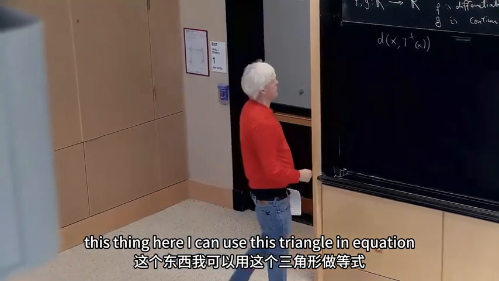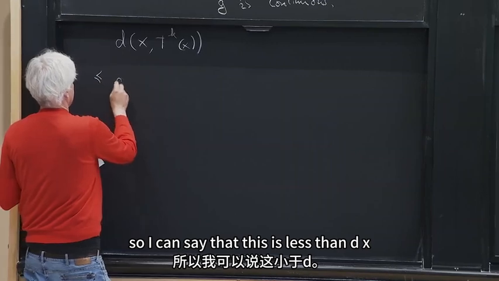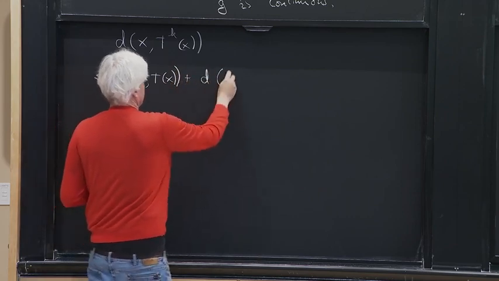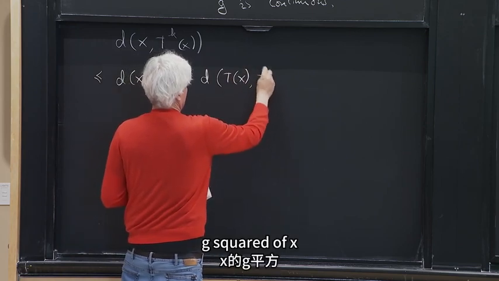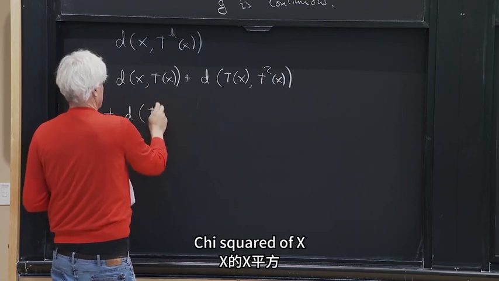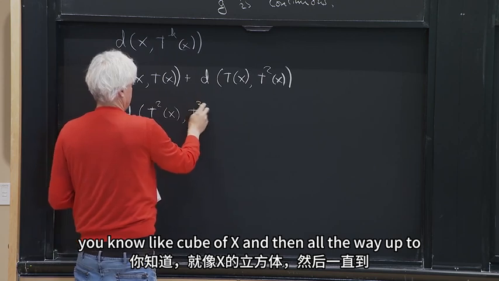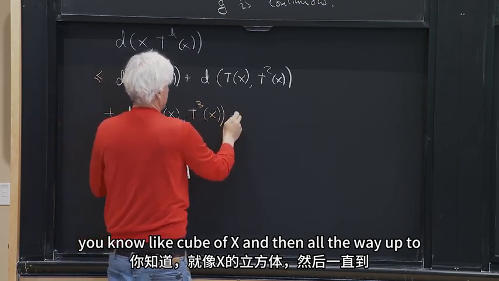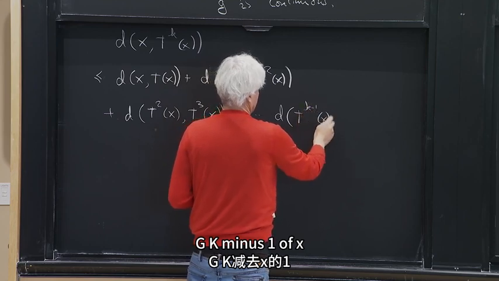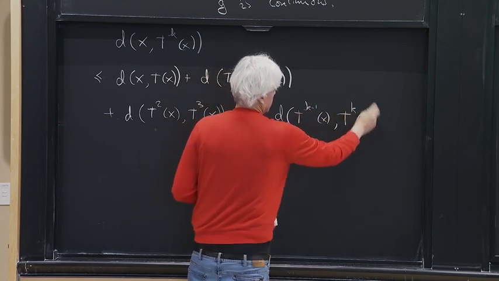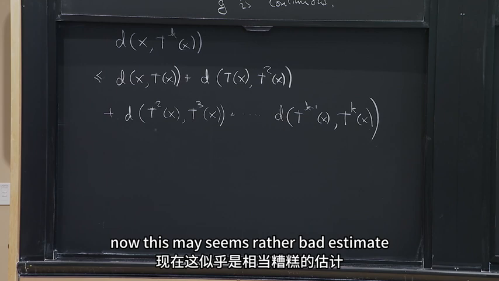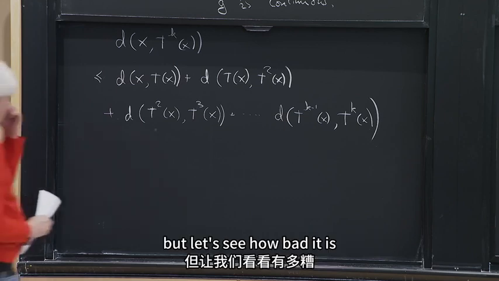This thing here, I can use the triangle inequality. So I can say that this is less than d(x, T(x)) plus d(T(x), T²(x)) plus d(T²(x), T³(x)), and then all the way up to d(T^(k-1)(x), T^k(x)). Right, so this is just the triangle inequality. Now, this may seem a rather bad estimate, but let's see how bad it is.